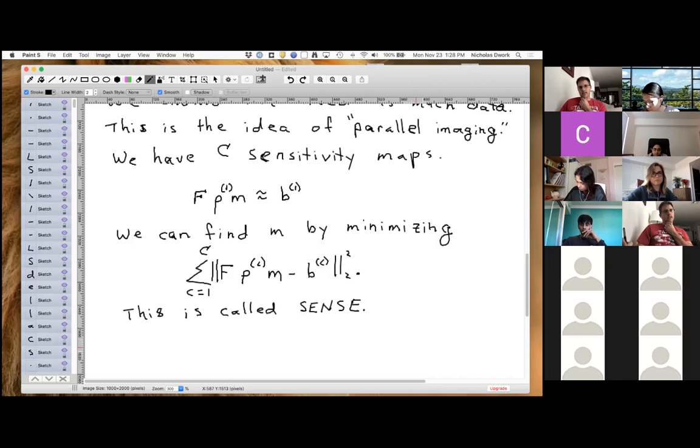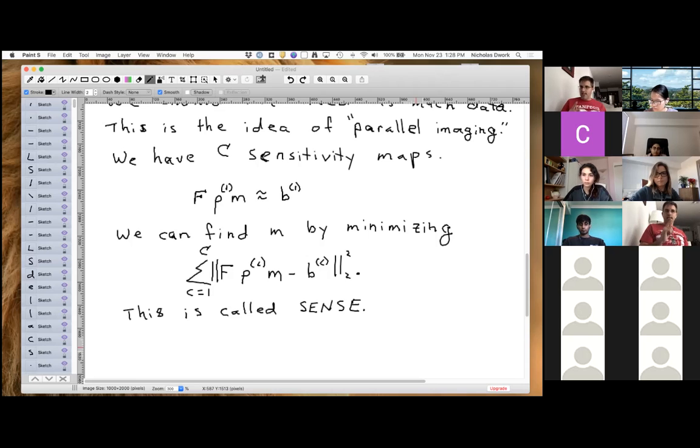So it has a problem. You need to know the sensitivity maps. And your estimate of the sensitivity map is directly related to how good your picture is going to be. But if you know your sensitivity maps, you can formulate this optimization problem, and then you can estimate your image well. It doesn't come for free. The less data you collect, the less time you spend scanning, the more noise you're going to have.